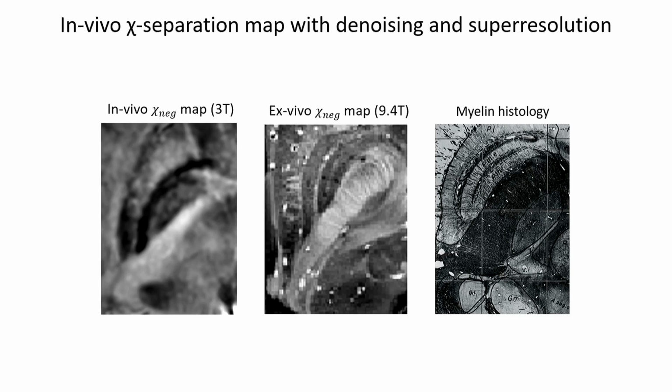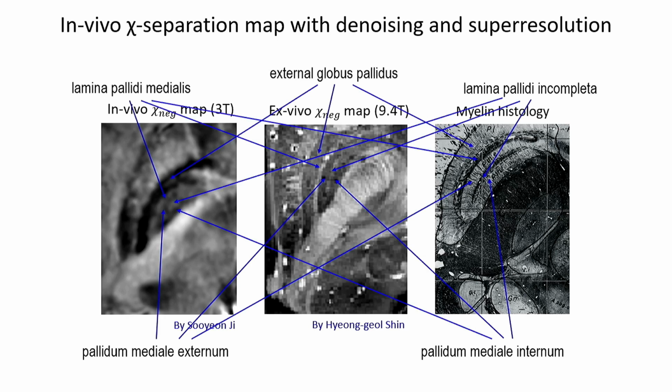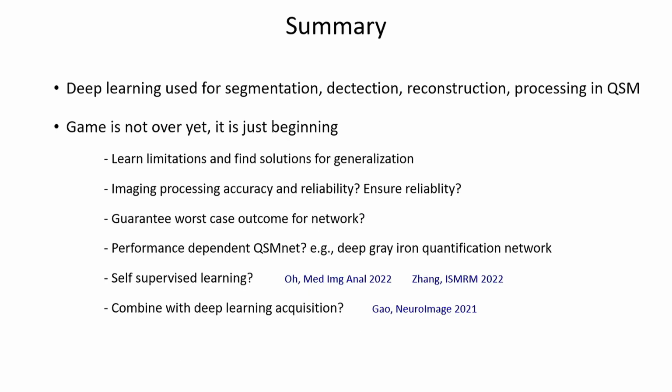And this is one example. On the far right, we have histology. In the middle, we have the ex vivo data set. And on the far left, we have the in vivo data set, even at 3 Tesla. And now we can see the laminar structure of the globus pallidus, which is quite impressive to see with our chi separation result. So with that, I want to summarize my presentation.